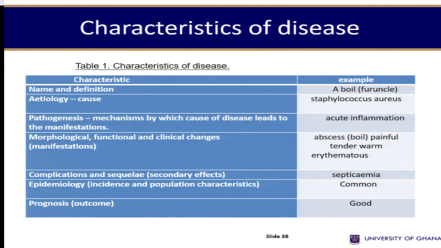You can put in the cause. The usual cause is Staphylococcus aureus. The pathogenesis will be acute inflammation. The morphologic or clinical findings are abscess. That is what a boil, the proper name for a boil is. This is the painful, tender, warm mass that we get sometimes in the armpit or somewhere else.